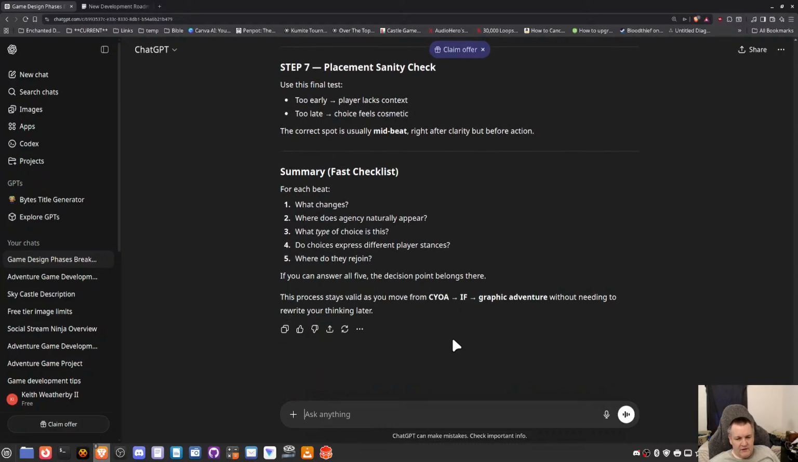Summary, a fast checklist. For each beat: what changes? Where does agency naturally appear? What type of choice is this? Do choices express different player stances? Where do they rejoin? If you can answer all five, the decision point belongs there. This process stays valid as you move on without needing to rewrite your thinking later.